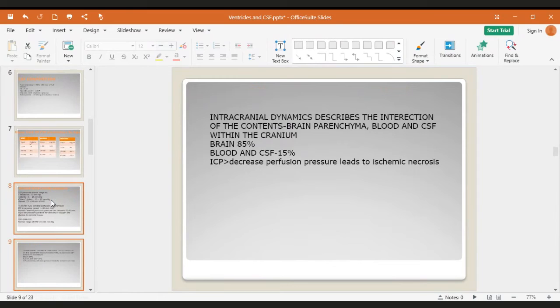Intracranial dynamics describe the interaction of the contents of the cranial cavity, that is the brain parenchyma, blood, and CSF. Brain is 85% of the contents of the intracranial cavity, and blood and CSF 15%. If intracranial pressure increases, then there is decreased perfusion pressure that leads to ischemic necrosis of the brain tissue.